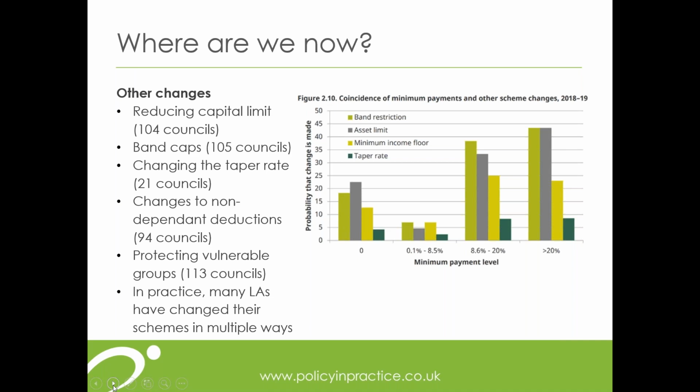But the graph on the right is quite interesting. You can see that most councils that have introduced a change haven't just introduced one change. It shows all the way along from those with 0% minimum payment to those with 20%, but particularly those with a greater than 20% minimum payment, that they've also included band restrictions and capital limits. And I think local authorities are trying a very tricky balance of protecting people, but finding ways to contain costs so that the cost of council tax support doesn't have to be covered by other income.